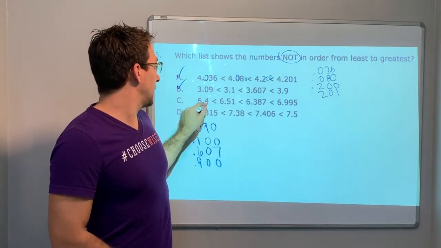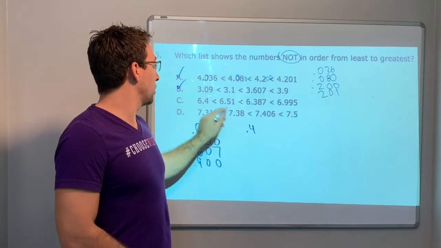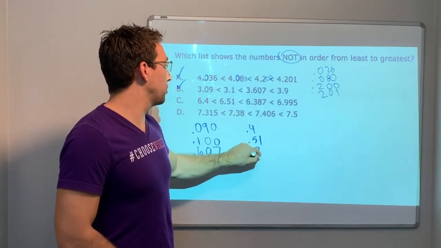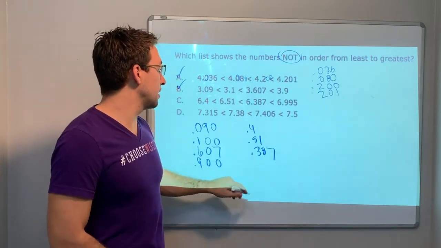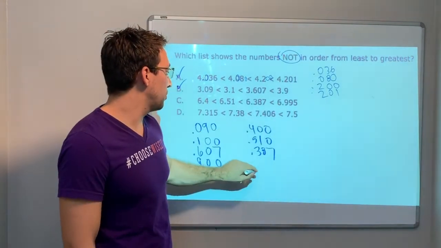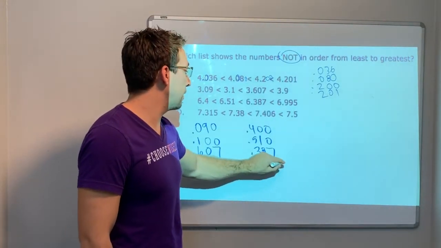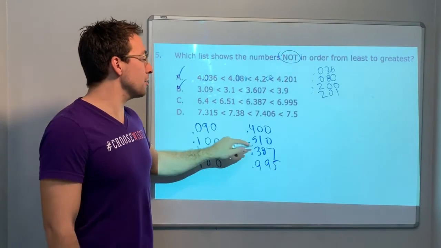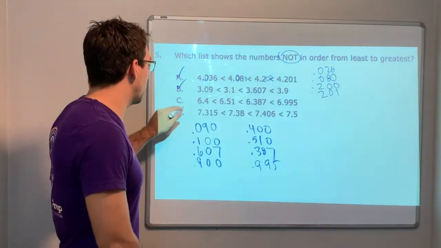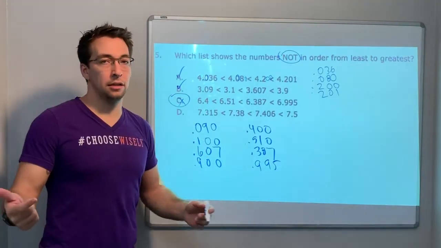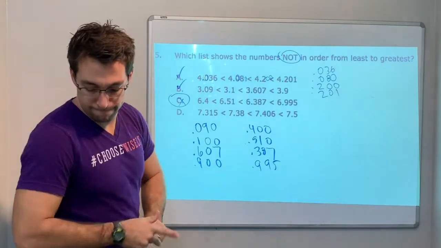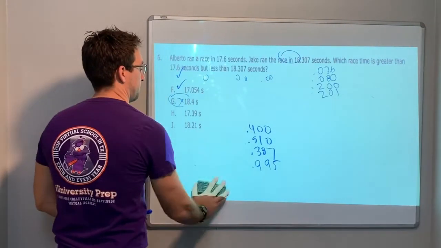Okay, so let's look at C. 0.4, 0.51, 0.0387. Look, we know it's not in order. And then 0.995. 400 is bigger than 387. 500 is bigger than that, so it's not in order, right? That is our answer, C, because it is not in order. Okay? Great job.